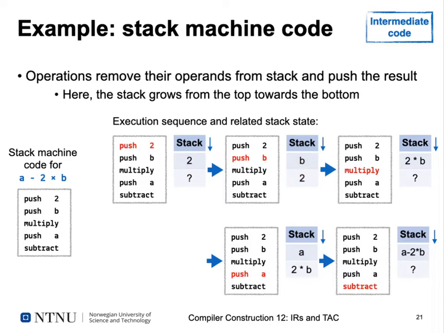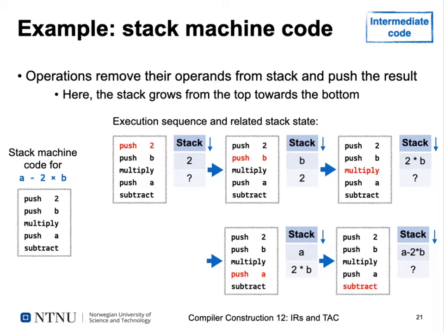So now we have our first arithmetic operation, our multiplication, and multiplication implicitly removes both elements 2 and b from the stack, which leaves us with an unknown element here. It performs the multiplication and then pushes the result of 2 times b on top of the stack. So we have 2 fewer elements here, and then after the multiplication we only have one element, our result of the multiplication, on top of the stack.